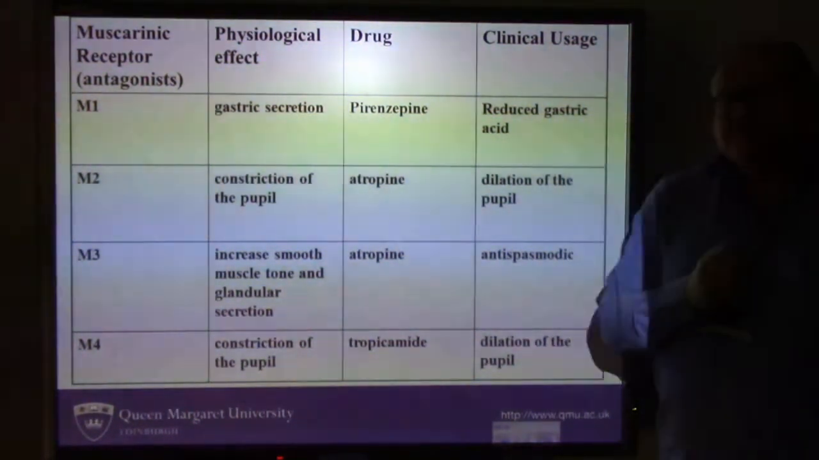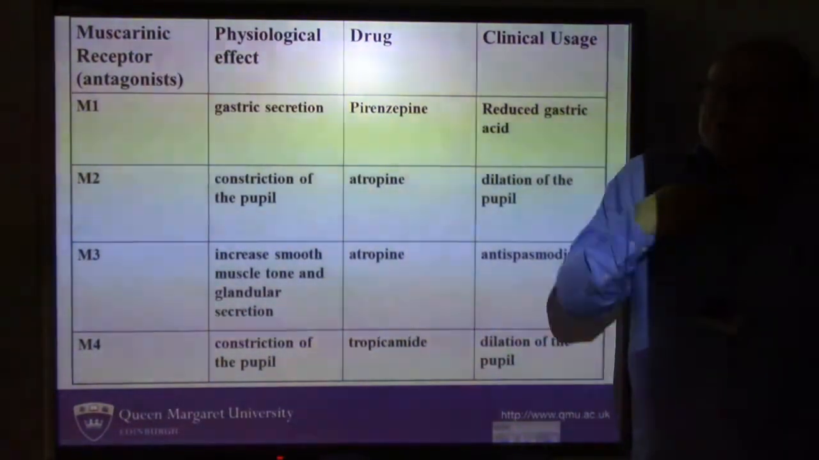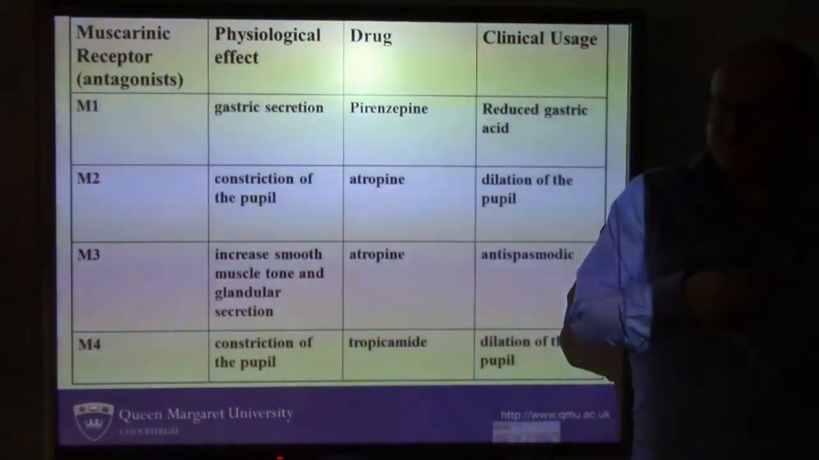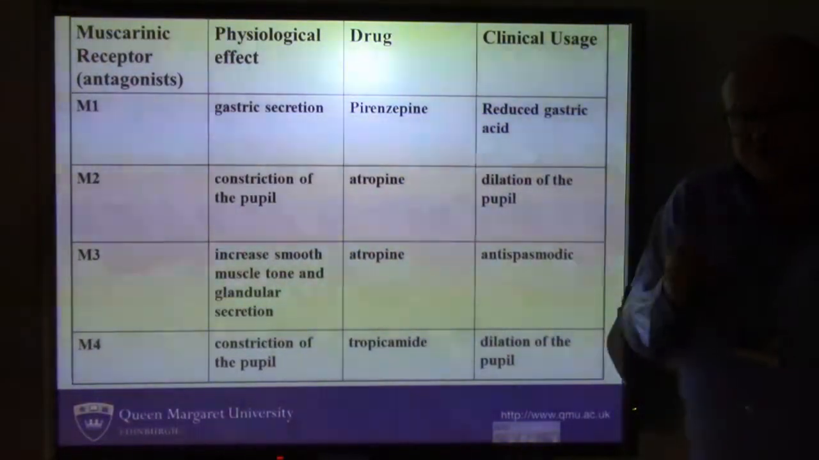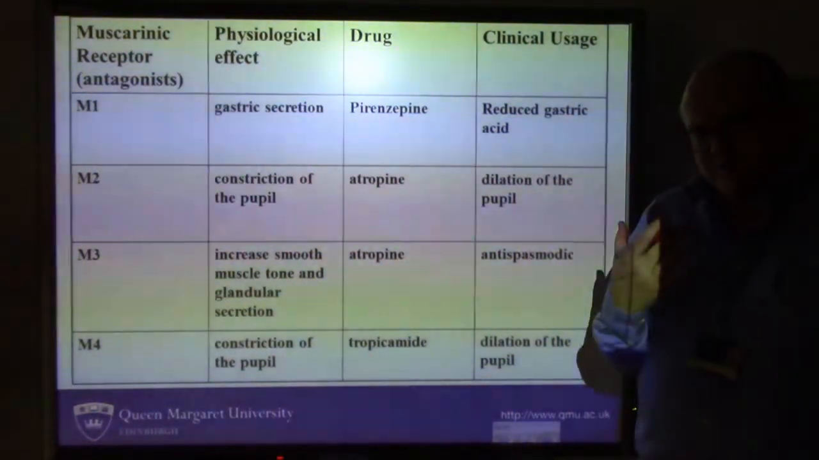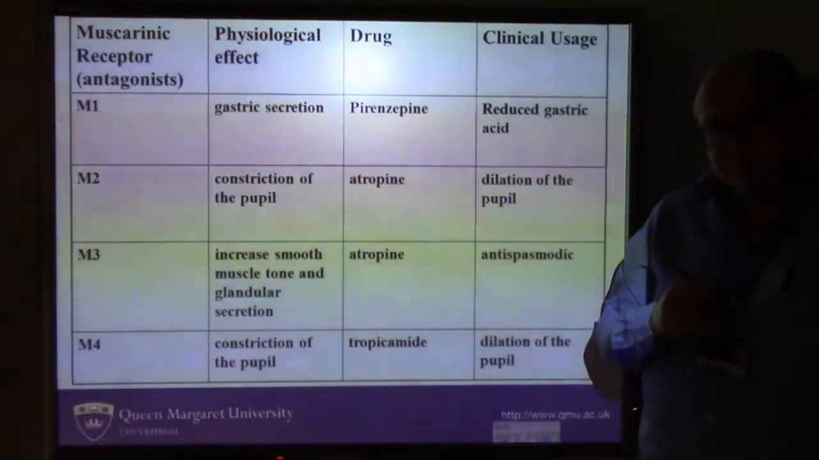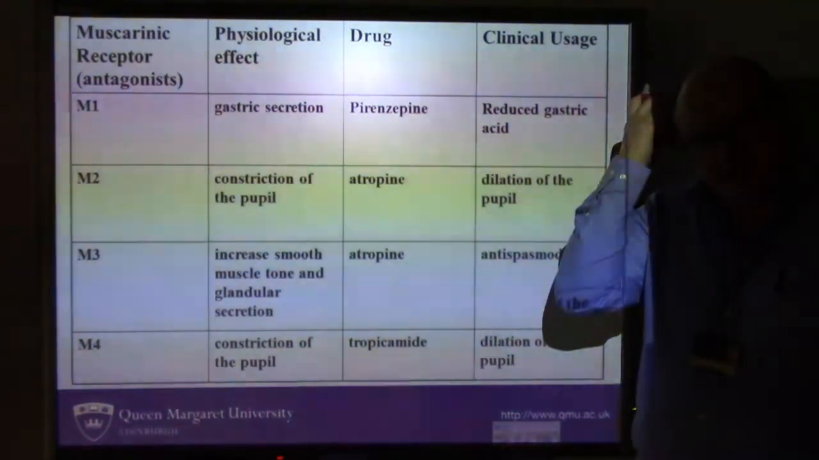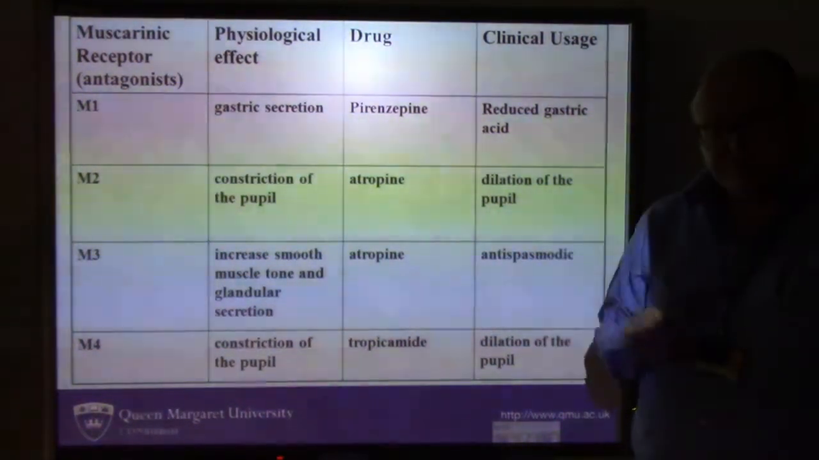So this was just a brief introduction to the autonomic nervous system, because we will come back and look at that on numerous occasions in the future, particularly looking at the adrenal receptors and the muscarinic receptors when we're talking about cardiovascular pharmacology in a few lectures' time.